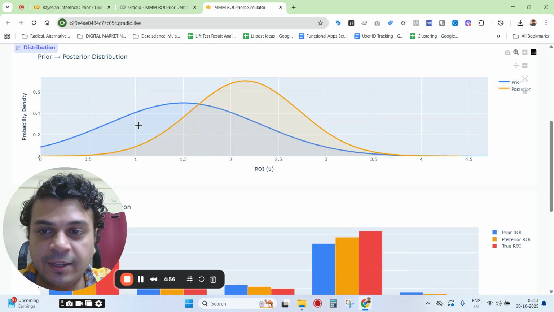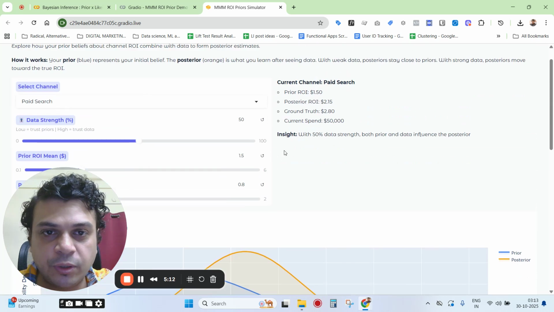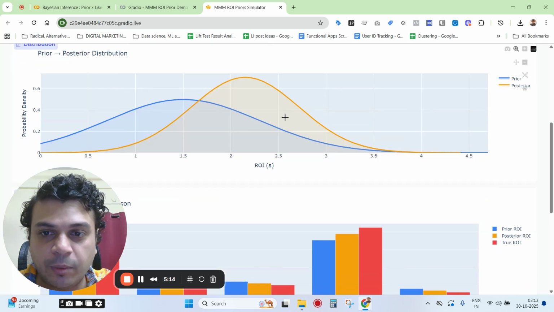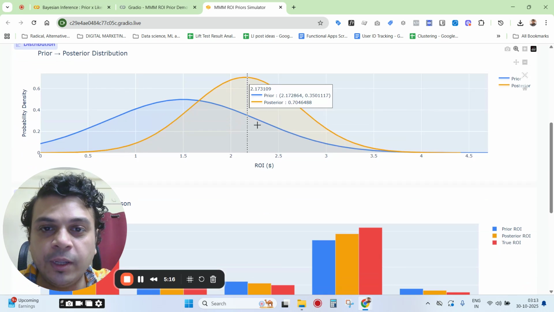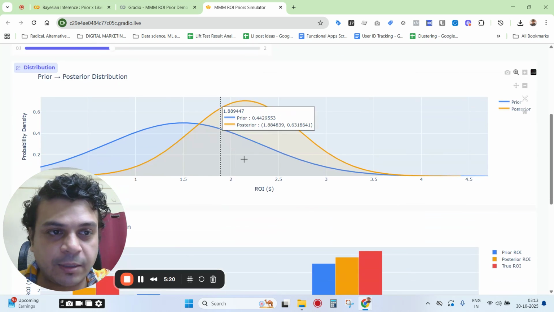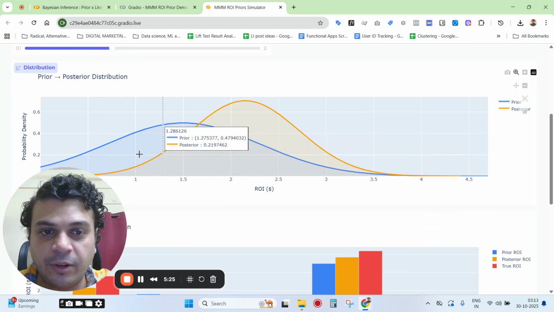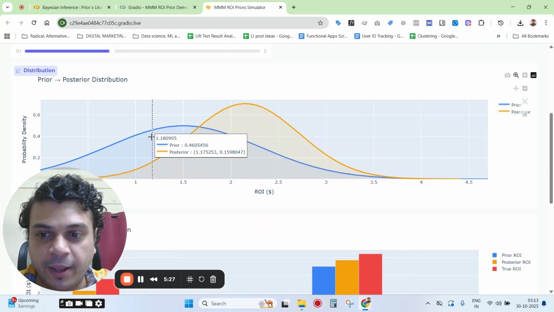So if you look at the sliders here, and if you look at the distribution, as you can see, this blue one is the prior distribution, the distribution of ROAS beliefs basically, and it's centered around 1.5. And this one's centered around, I think, 2.15. That's the posterior. And this orange posterior is a result of the interaction of the data and your priors.